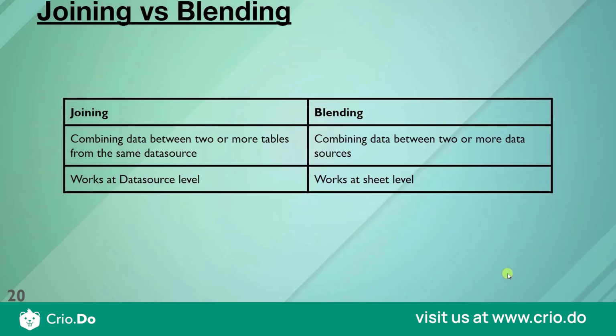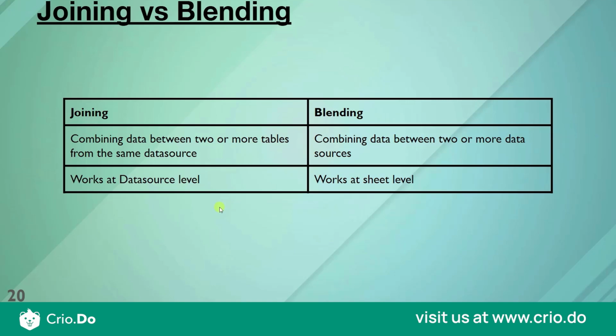So we saw joining and we are discussing blending. So what is the main difference between these two? It's basically joining the data, right? So what is joining? Combining data between two or more tables from the same data source. And what is blending? Combining data between two or more data sources. I mean, it can be from a different data source as well.